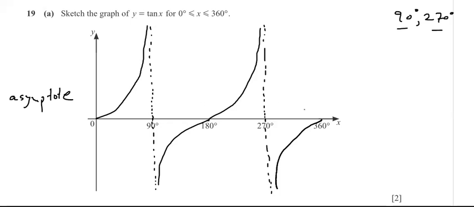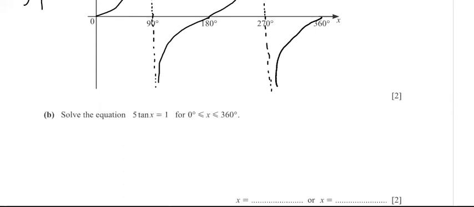Now, if you go from 360 onward, then again the next asymptote will be after adding 90 more to 360. But usually, in IGCSE we have to deal with the graph from 0 to 360. So this will be the graph for tangent x. Okay. You have to remember that, don't forget it, please.